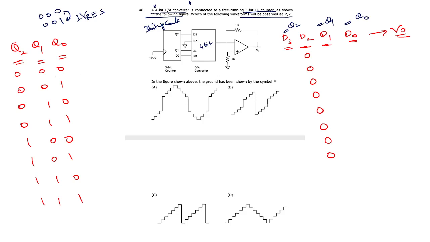So this is the first state, 0, 0, 0. Then they are saying it is a free running 3-bit up counter. So 0, 0, 0 means assume that V naught is 0. Then Q naught will become 1, so 0, 0, 1. There is a 1 LSB increment. So let's say V resolution. Then 0, 0, 1 goes to 0, 1, 0.